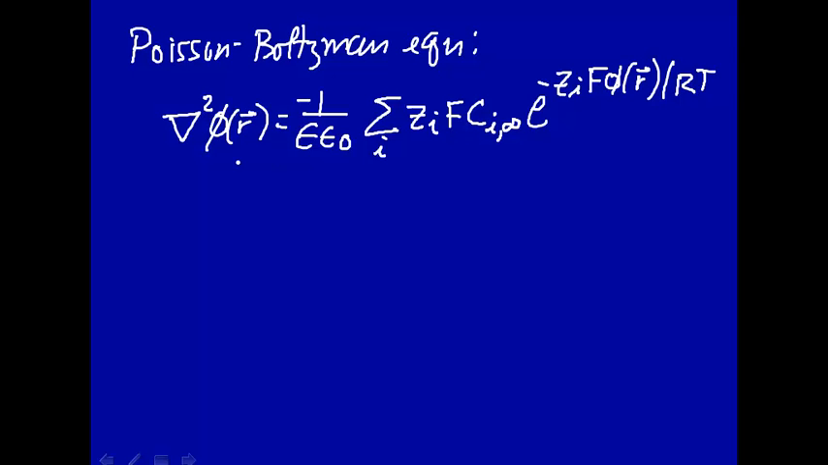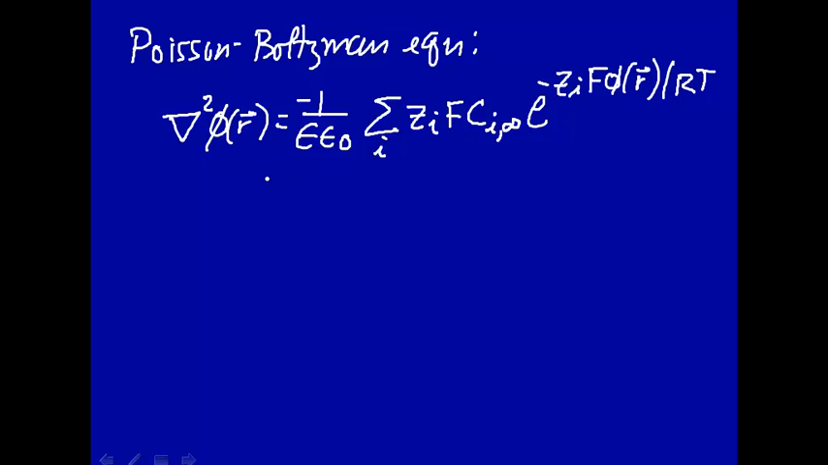Now this is a little difficult to solve. It's a nonlinear equation. We have the second derivative of the potential, but now the potential appears up here in the exponent. What that means is that there's no analytic solution. There's no way you can write down an expression on a piece of paper for the solution to this phi of r. Instead, you have to solve the Poisson-Boltzmann equation numerically with an Excel spreadsheet or with a computer.